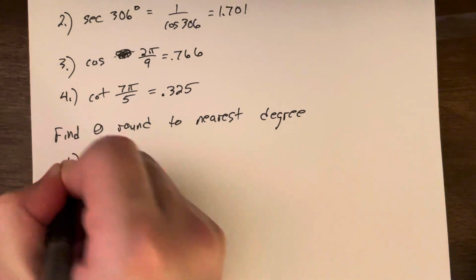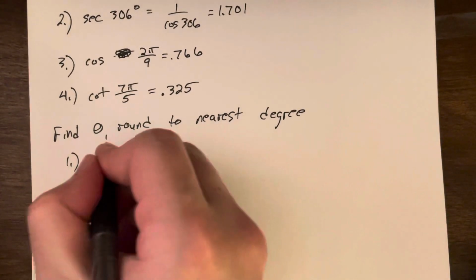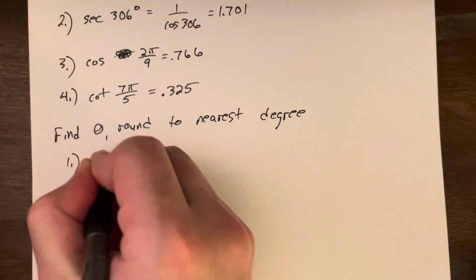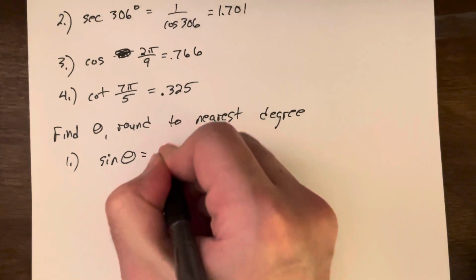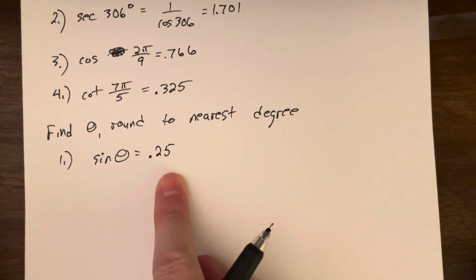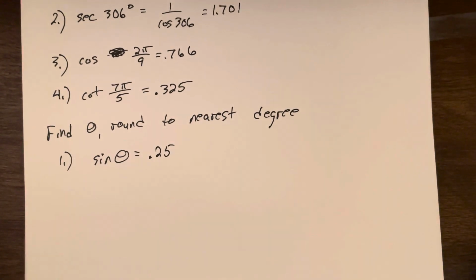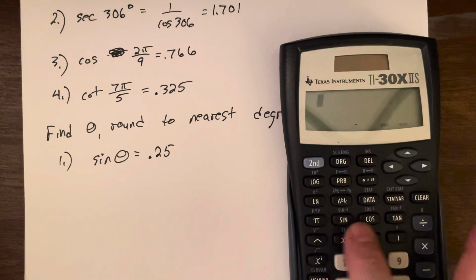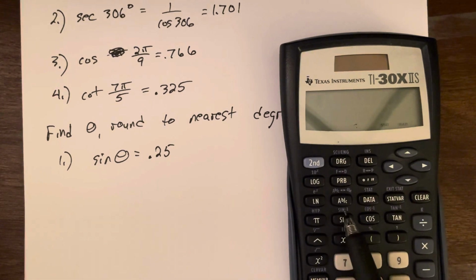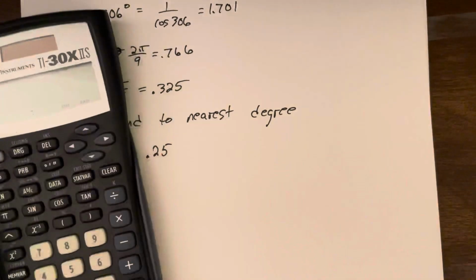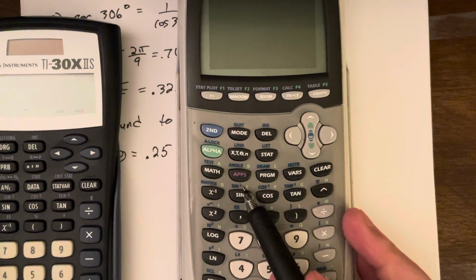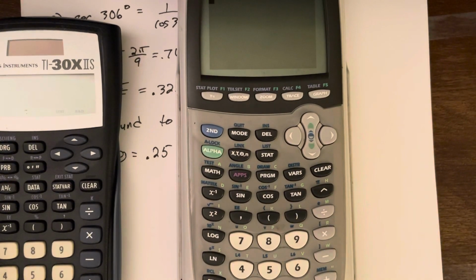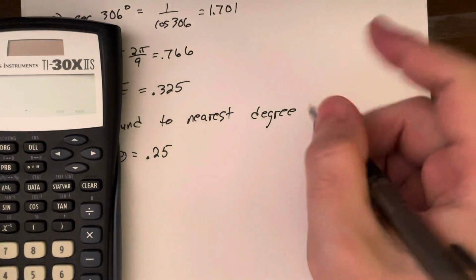So let me first give you a problem. I'm asking you to find theta. Let's find theta given sine of theta is 0.25. This is where we need the inverse trig. That's the sine inverse, cosine inverse, that -1 over it. And again, pretty much the same on all calculators. Wherever your sine, cosine, tangent, you've got the inverses right above. And that's what those functions do.